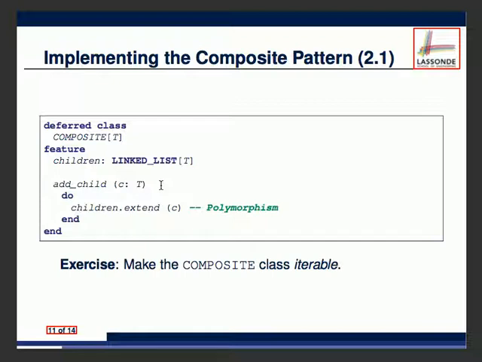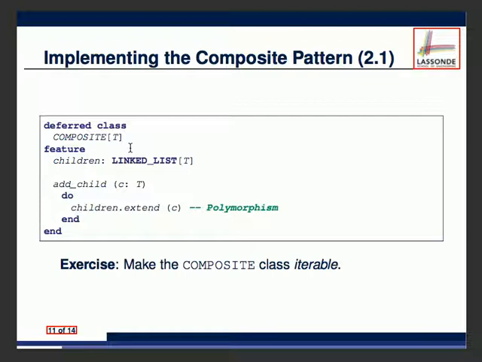Now, what about iterable? First of all, of course, you're going to say composite inherits from iterable of T. Now you have to define a new feature called new_cursor. Do you need a new class for that? Do you need to create a new class? How would you do it?